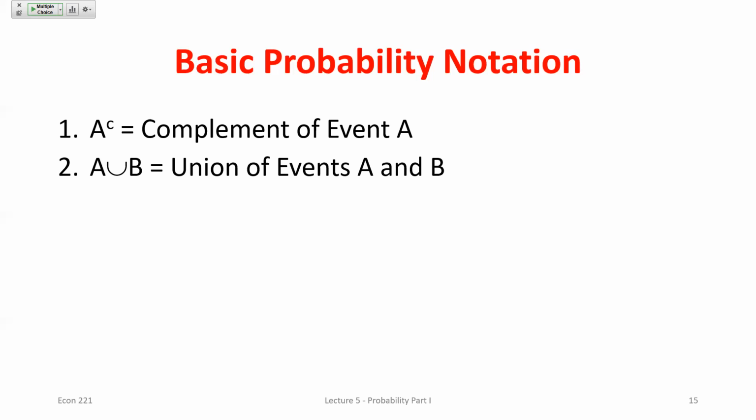Not quite, right? So the ones that are in either A or B would be 1. Well, 2 is not in either one of them. 3 is in A. 4 is in A. 5 is in both of them. And then 6. So basically, it's all these outcomes that are in either A or B. So 1, 3, 4, 5, 6. Any questions on that?